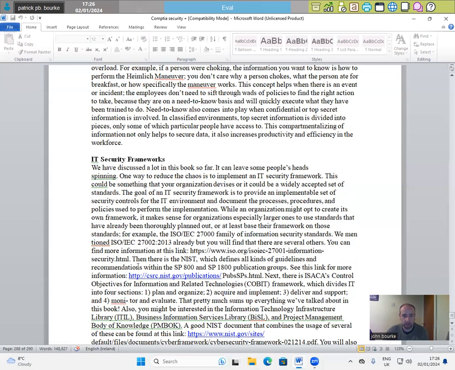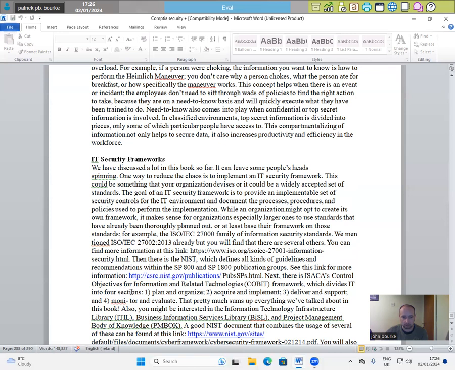27001 information security.html. Then there is the NIST, which defines all kinds of guidelines and recommendations within the SP 800 and the SP 1800 publication groups. See the link for more information, http://csrc.nist.gov/pubs/sp.html.